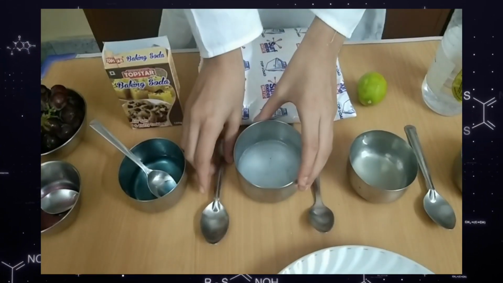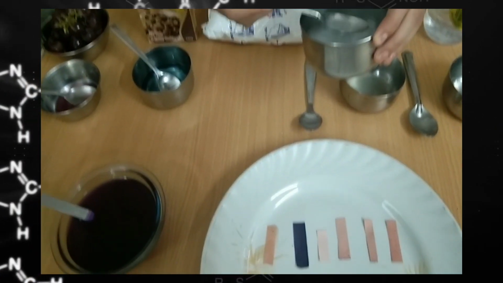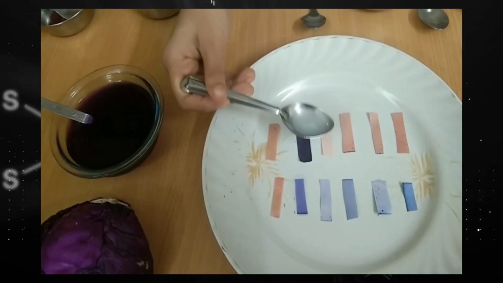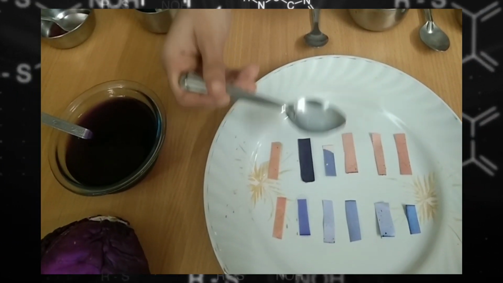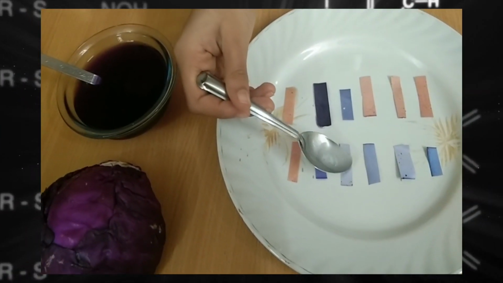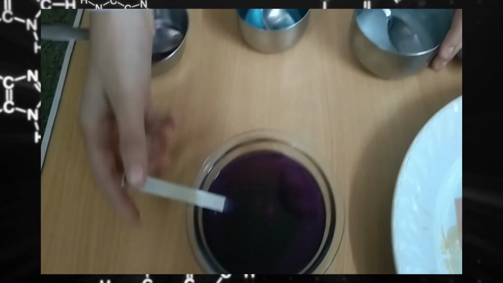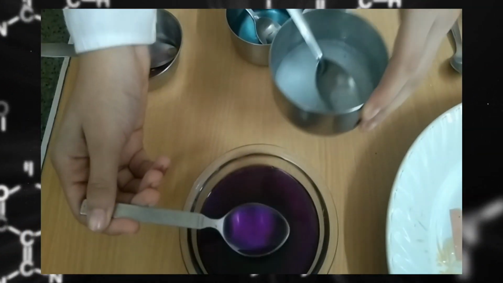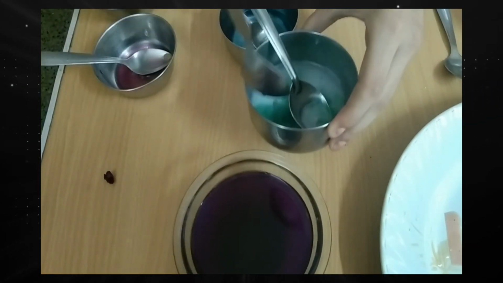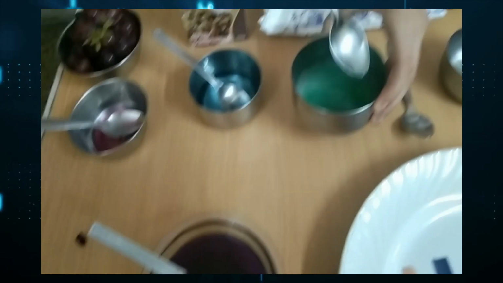Let's start with the detergent. If I keep it on the red litmus paper, it also changes its color to blue. If I keep it on the blue litmus paper, it remains the same. Now let's try with the purple cabbage juice. It has changed its color to green.